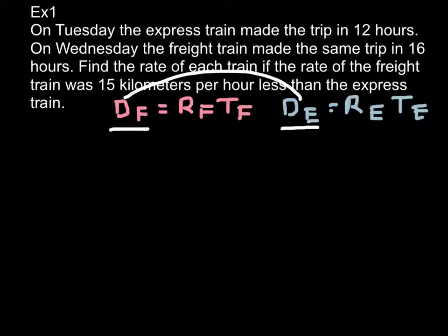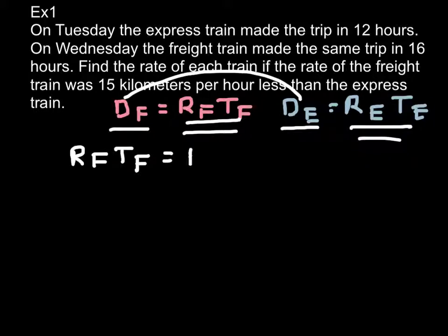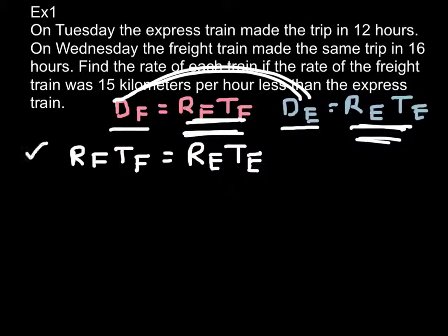These are equal. So I can take this a step further and say then that these are equal. Alright? So I'm going to write that. So I know that the rate of the freight train times the time of the freight train equals the rate of the express train times the time of the express train. So in other words, since the distances are equal, then these are equal. And I've shown that in this equation. Now, you've seen these equations before, right? We've been working with those for the last 10 lessons.